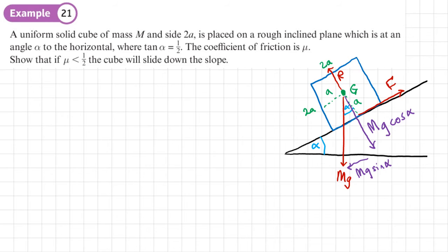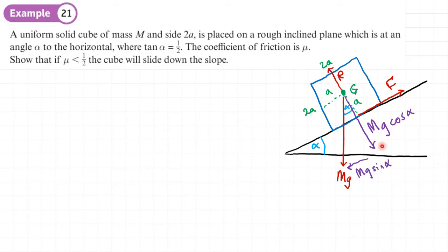Example 21. A uniform solid cube of mass m and side 2a is placed on a rough inclined plane, which is at an angle alpha to the horizontal, where tan alpha equals 1/2. The coefficient of friction is mu. Show that if mu is less than 1/2, the cube will slide down the slope.